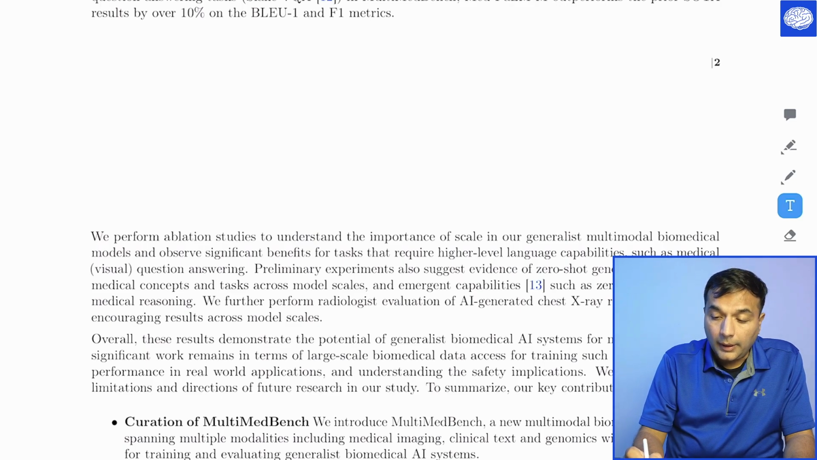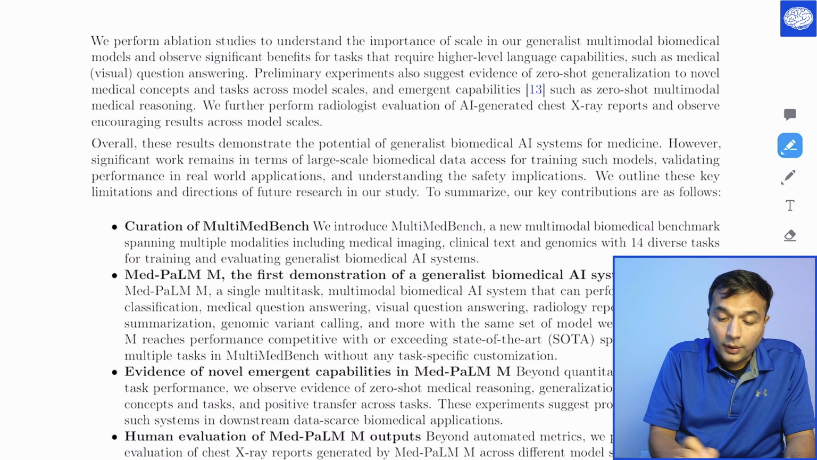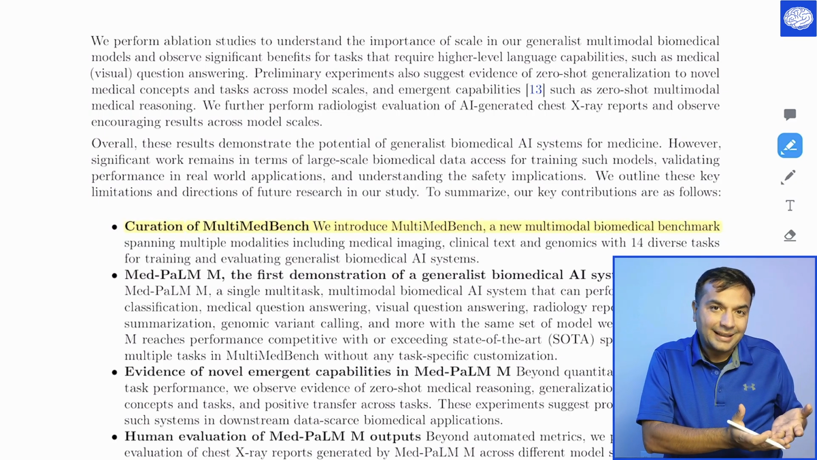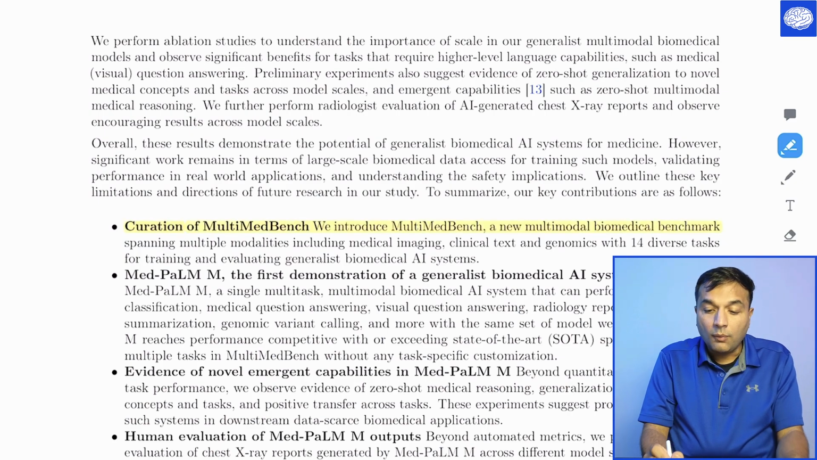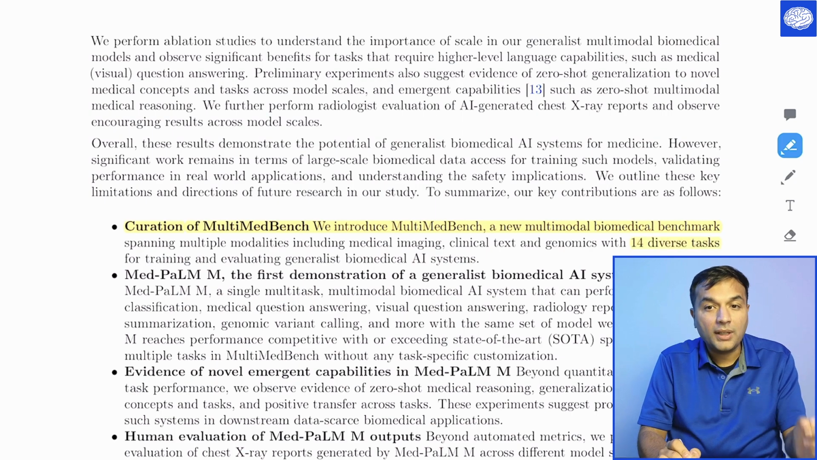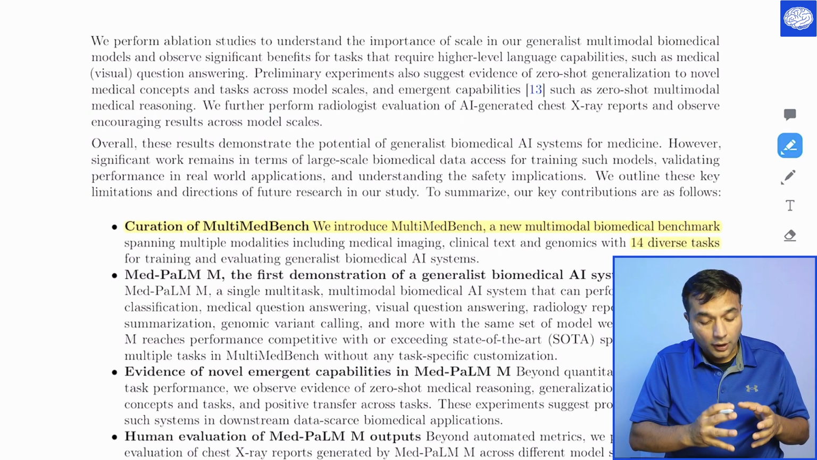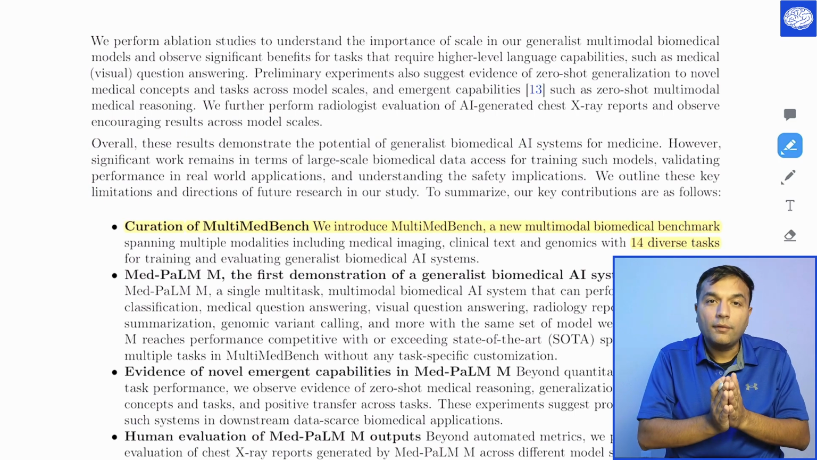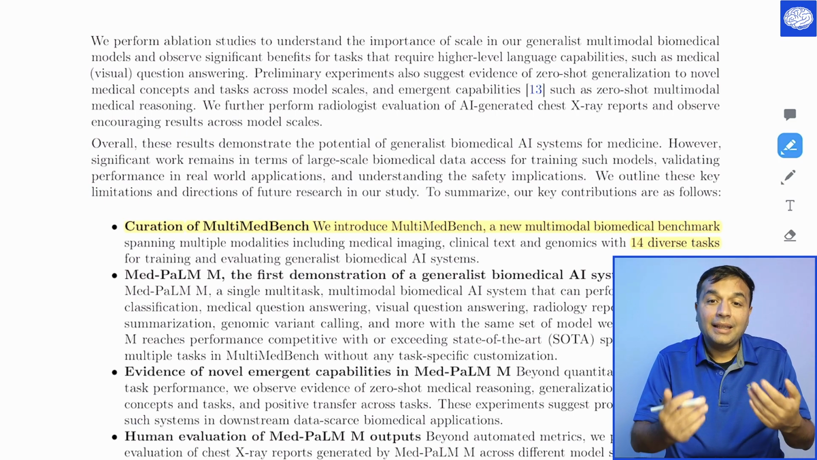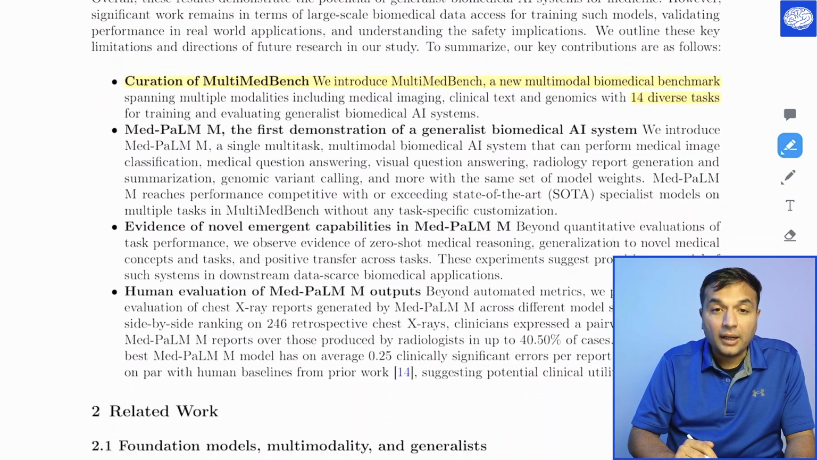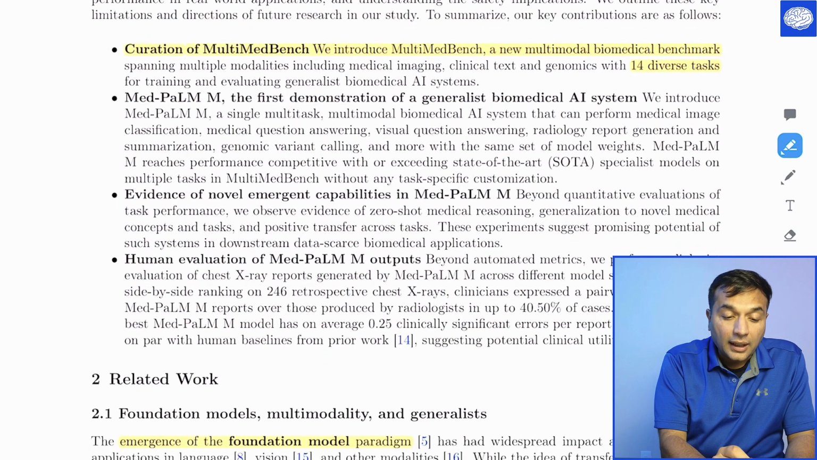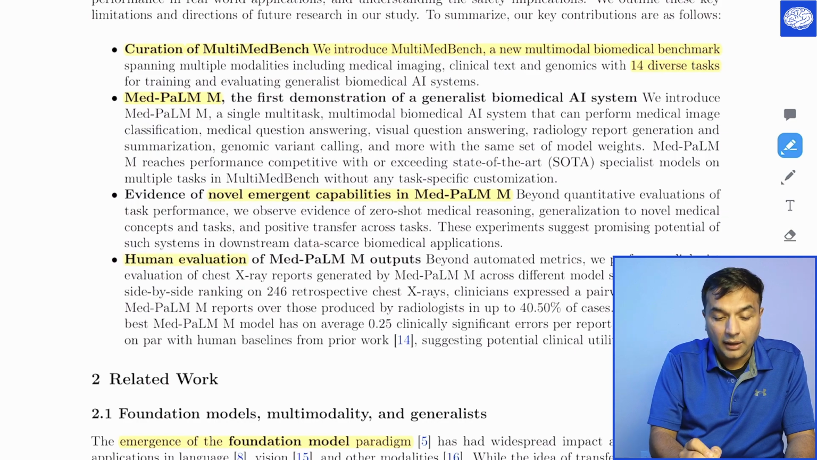First, what they did was that they curated a multi-benchmark, because otherwise you can't really test it. So first of all, they created this with 14 different tasks. And once they got this particular test done for their future artificial intelligence, then they went back and actually created different models. First, they created the MM, and then the novel emergent capabilities they were able to see, and then they ended up doing human evaluation.